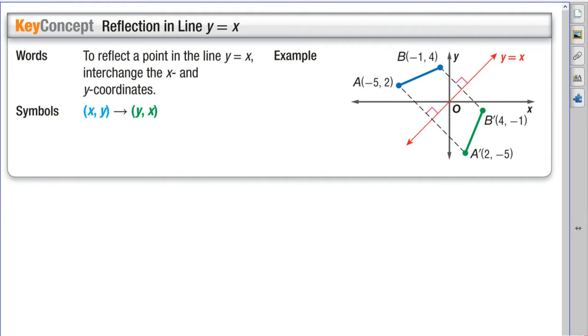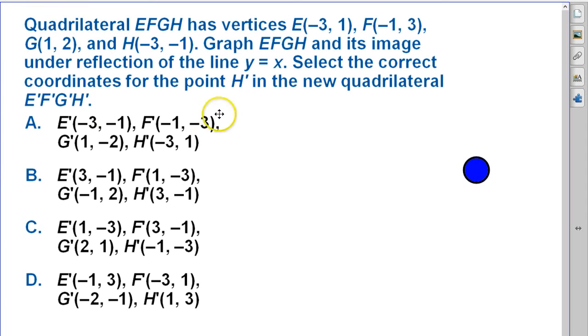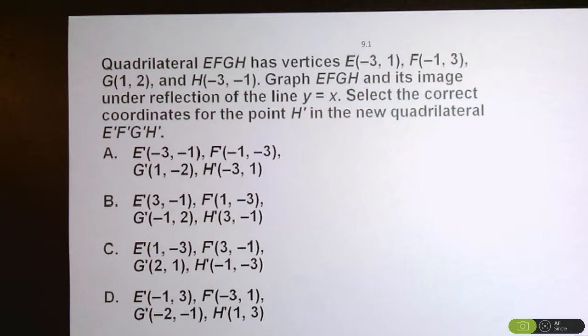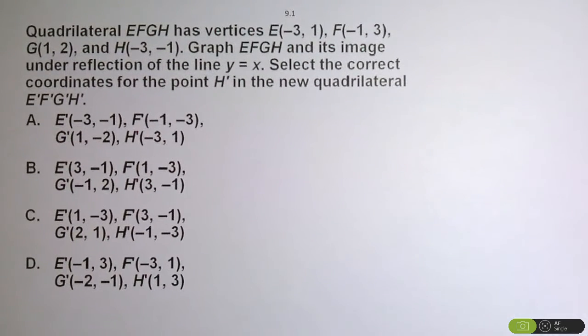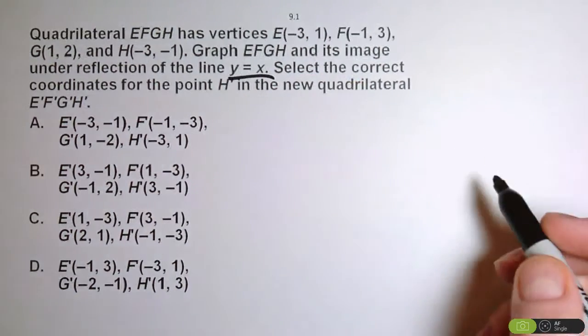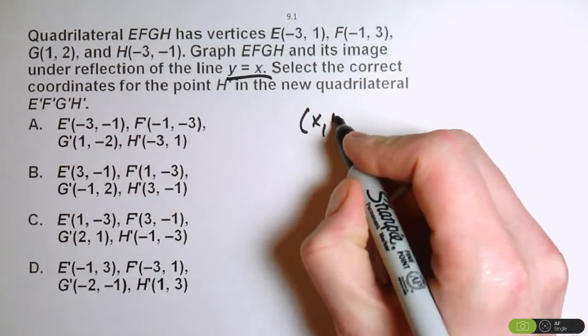Okay, so here's our next example. Given quadrilateral EFGH, which has vertices at E, F, G, and H, reflect this across the line y equals x. And then we'll figure out which one of these is the right one. Okay, so we go back to the picture. Back to the picture. Okay. So if it's a reflection across the line y equals x, all I do is swap x and y.